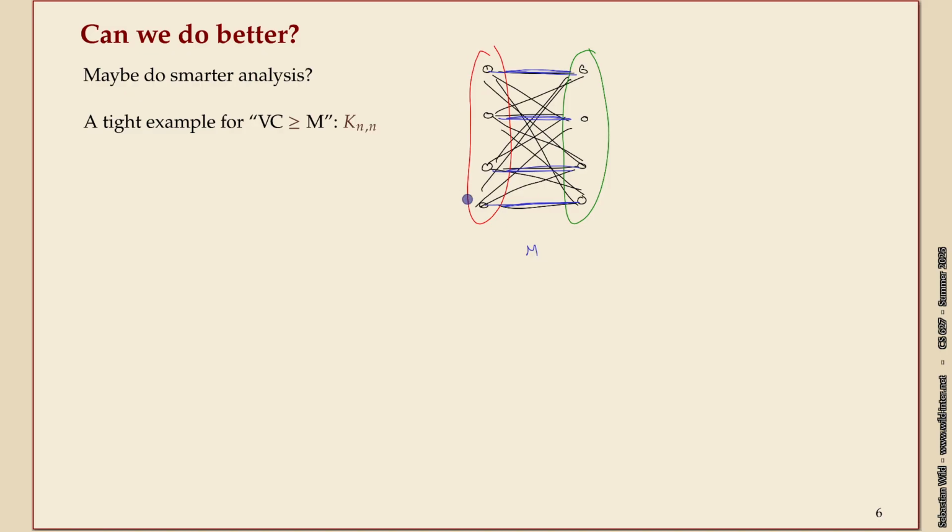But of course, you could have just picked all the red vertices, and they have to cover all the edges because there can't be edges between the green vertices alone. For example, this would have been enough. So here, any algorithm that starts with matchings will end up with this factor 2.